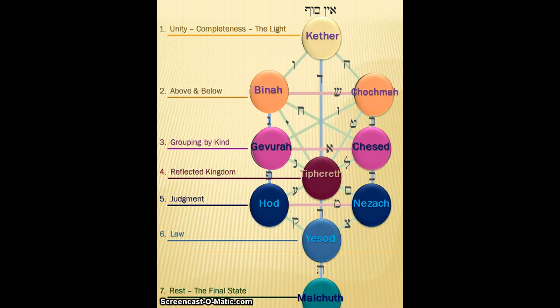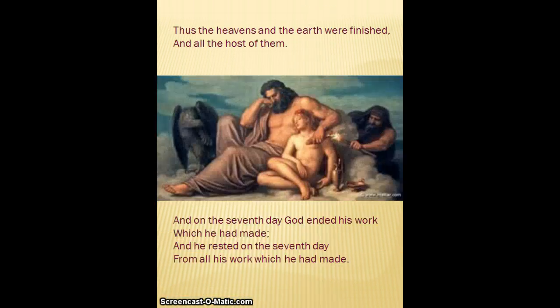The last state is, of course, rest. It is the final state. It is all the things that have been created are now set on the stage. They've been through the judgment process. The laws have been given, and now it is time to rest. This is the final state that we find everything in. And so thus the heavens and the earth were finished, and all of the host of them. And on the seventh day God ended his work which he had made, and he rested from all the work which he had made. And that ends the cycle of the process.